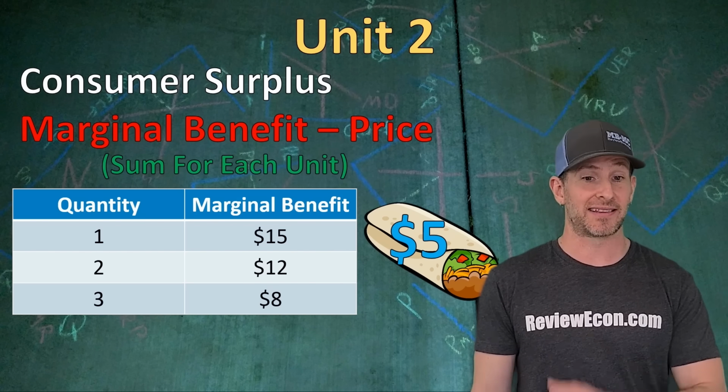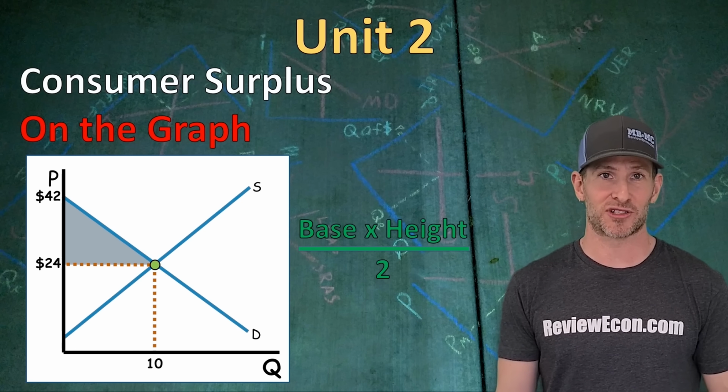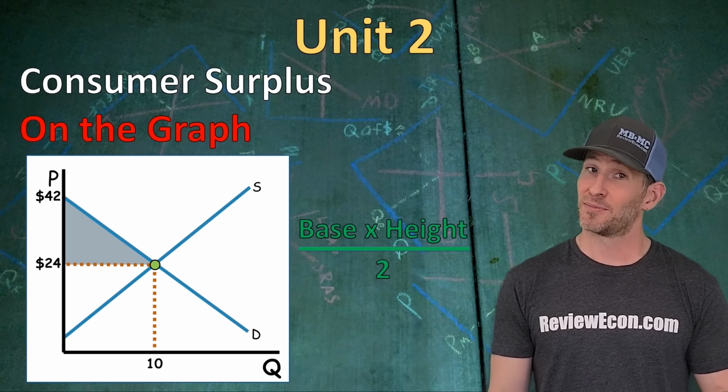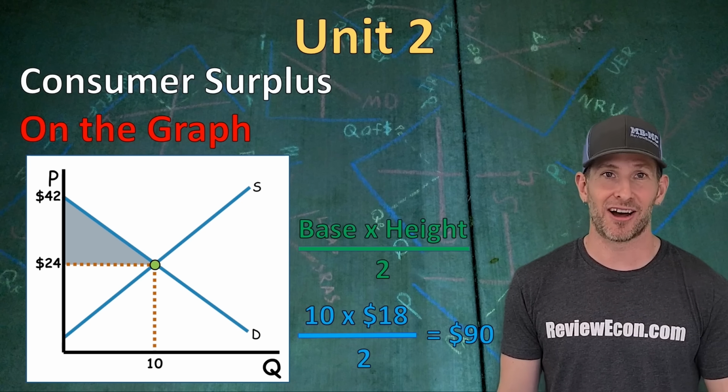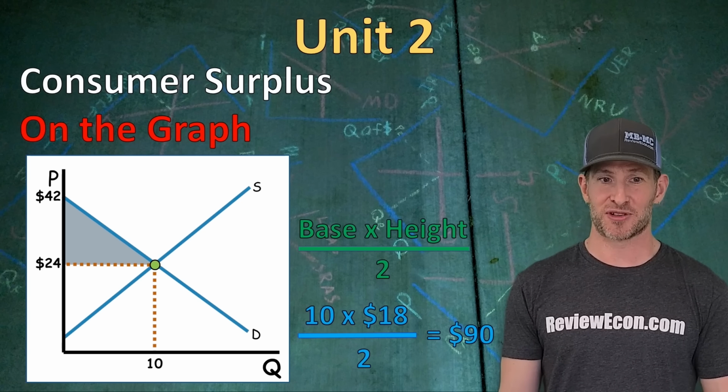Here's what consumer surplus looks like in a market when we're at equilibrium. Right now our equilibrium price is $24 and this market is selling 10 units of output. Calculate the area of that triangle and it will tell us the consumer surplus in this market. Plug in the numbers and we've got $90 worth of consumer surplus here on this graph.